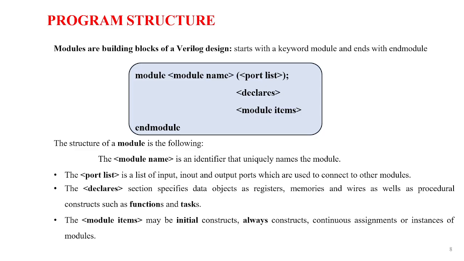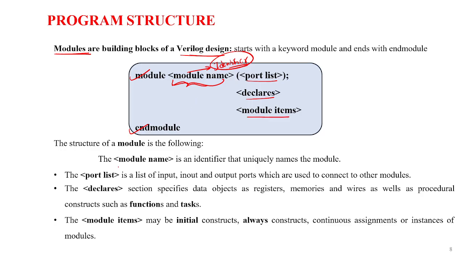So basically, how the structure will be: module is a building block of any Verilog design. It will start with module and end with endmodule. Next is the module name, or we can call it the identifier. And here you have the port list and declarations. Declarations will come, module items will come, like that, and then endmodule.